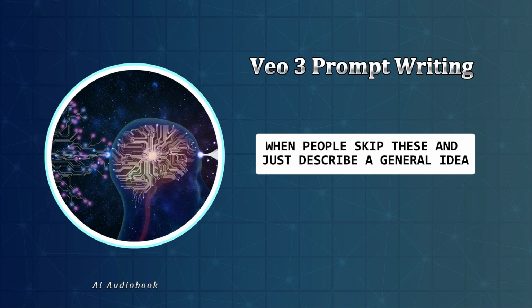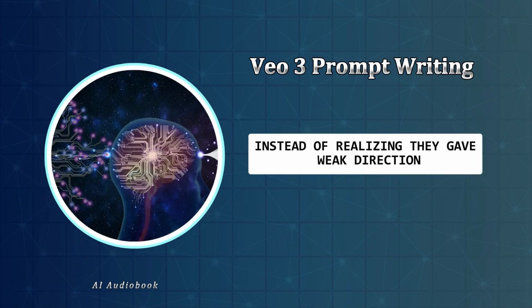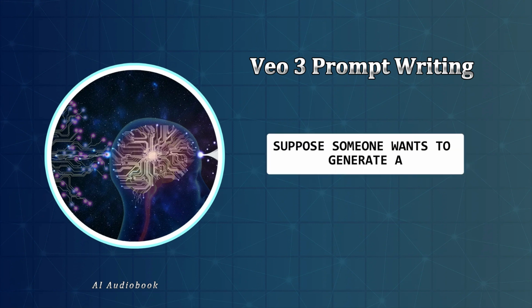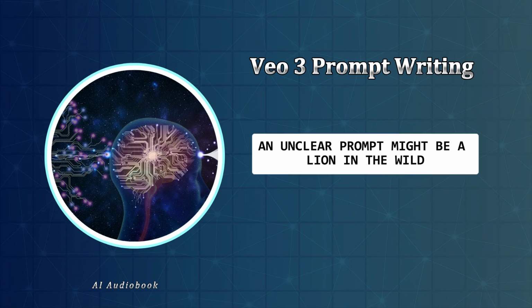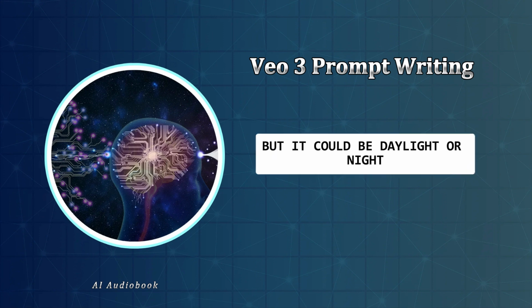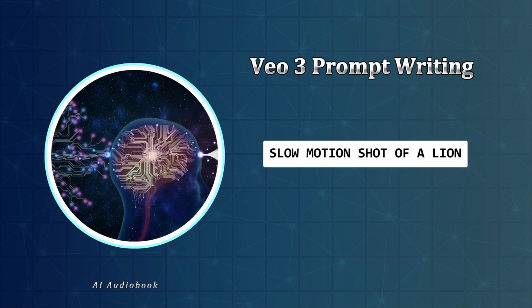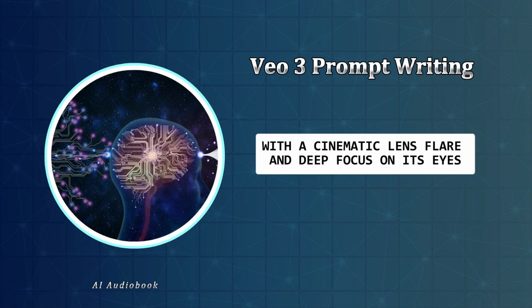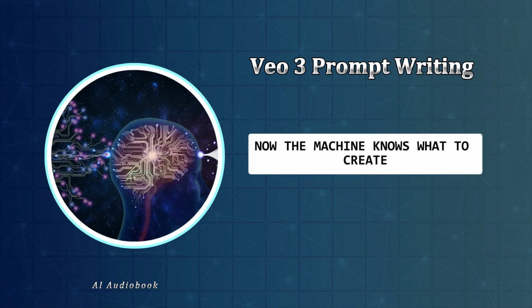When people skip these and just describe a general idea, they blame the tool instead of realizing they gave weak direction. Let's go deeper with examples. Suppose someone wants to generate a dramatic wildlife scene. An unclear prompt might be, a lion in the wild. Veo will give you something, but it could be daylight or night, close-up or far shot, still or moving. Now change that to a close-up, slow-motion shot of a lion walking across the golden savanna at sunrise, wind blowing through its mane, with a cinematic lens flare and deep focus on its eyes. Now the machine knows what to create, what atmosphere to apply, and what emotional feeling to aim for. You just directed the AI like a filmmaker.